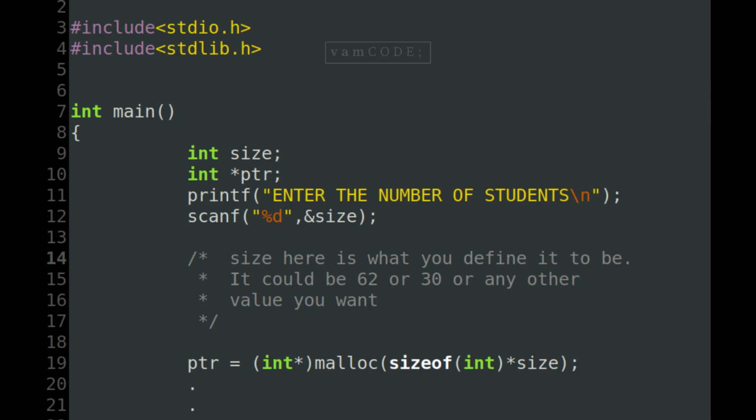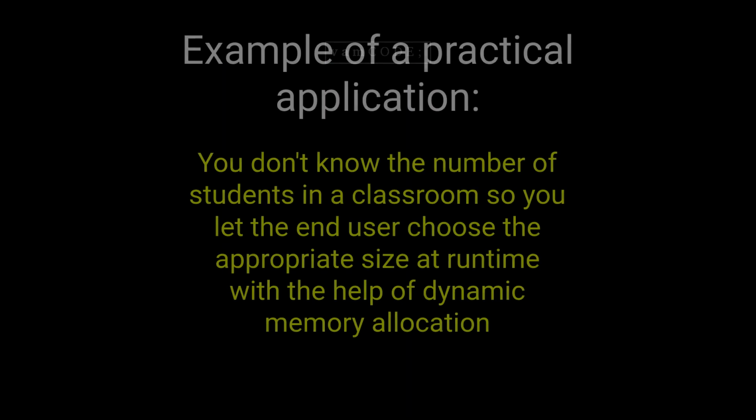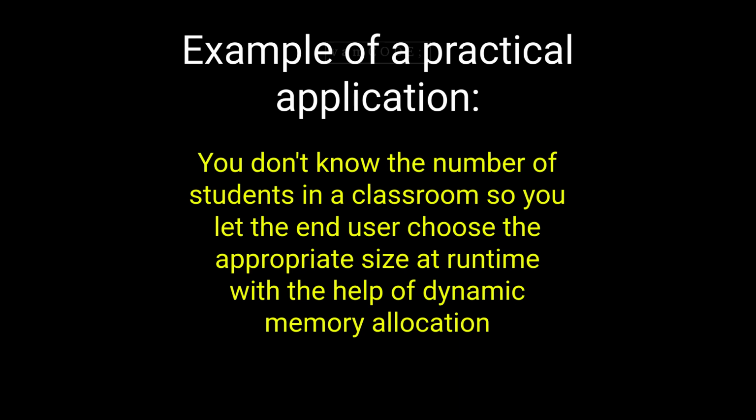Now let's say in the distant future, one of the teachers needed to enter the details of 1,000 new students who get enrolled into their school. Well, the software will even let you do that. So in other words, dynamic memory allocation is used when you, the programmer, don't know exactly how much memory or space you're going to need, so you let the end user do that for you.